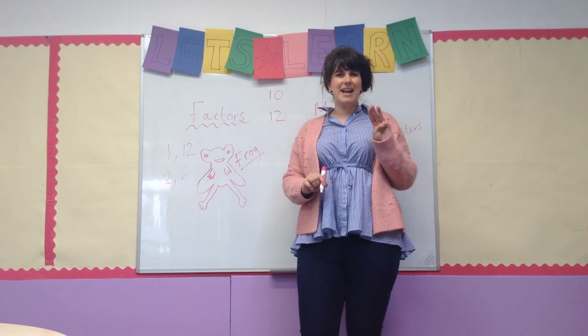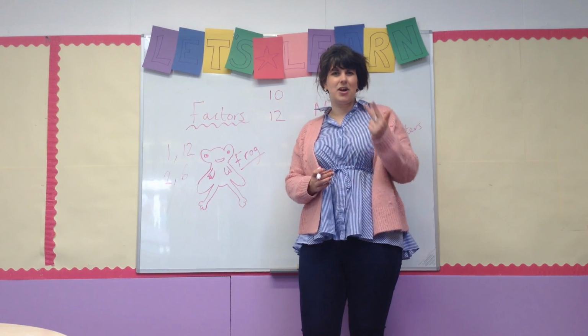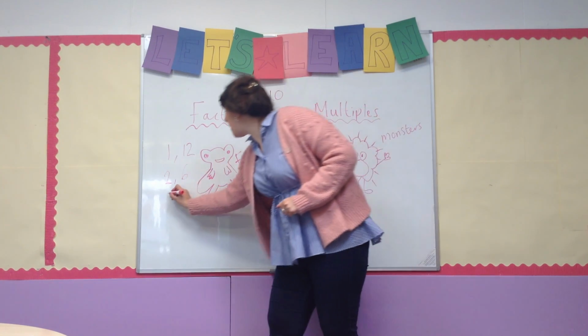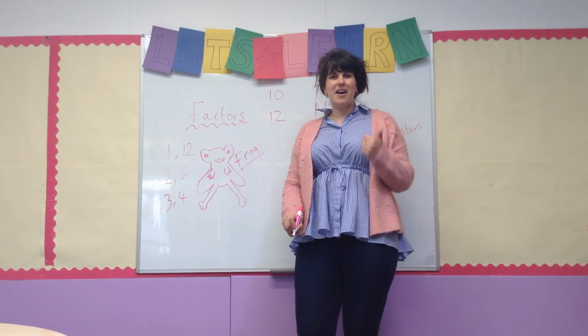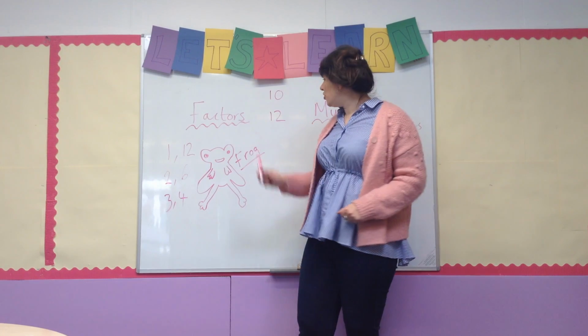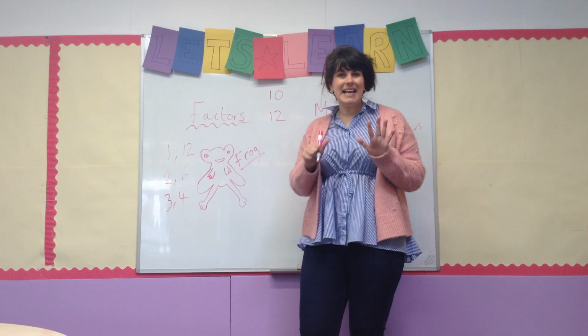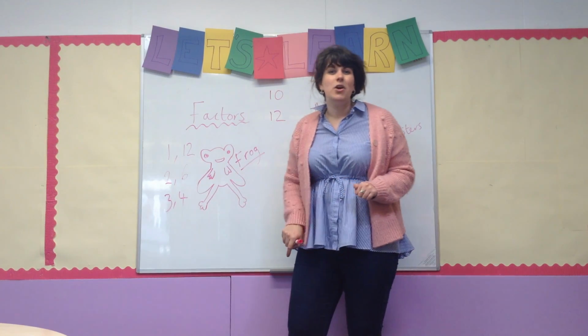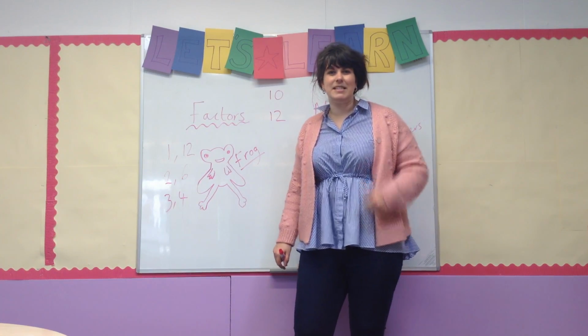Brilliant. Does 3 fit in? Let's see. 3 times tables: 3, 6, 9, 12. Yes, it does, and its partner is 4. Does 5 fit in? 5, 10, 15. No, it doesn't hit my number 12. Does 6 fit in? Yes, it does. I've already got it, which tells me I found all of my factor pairs that I need.